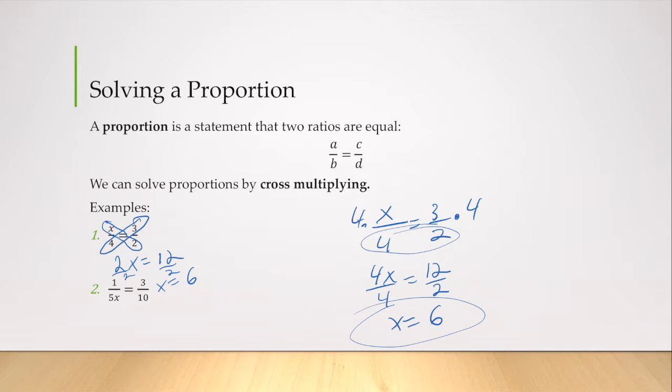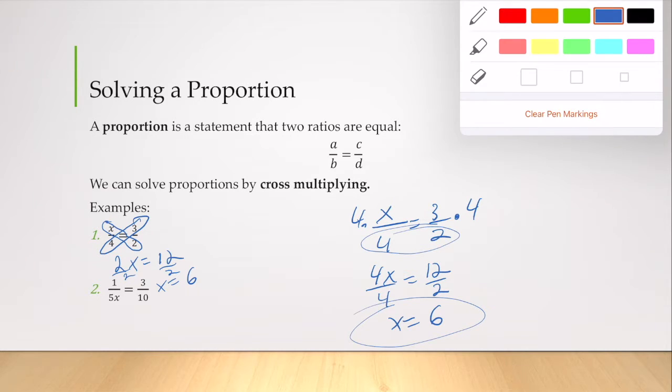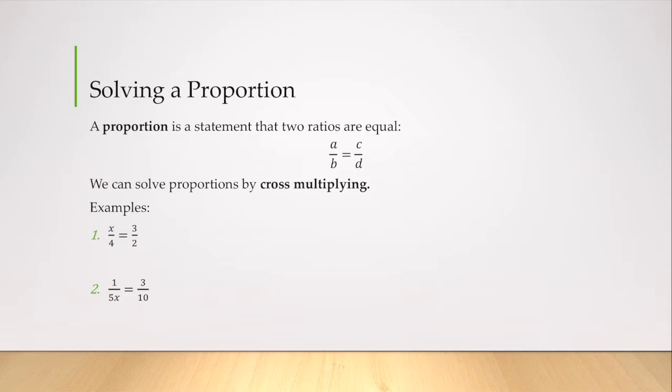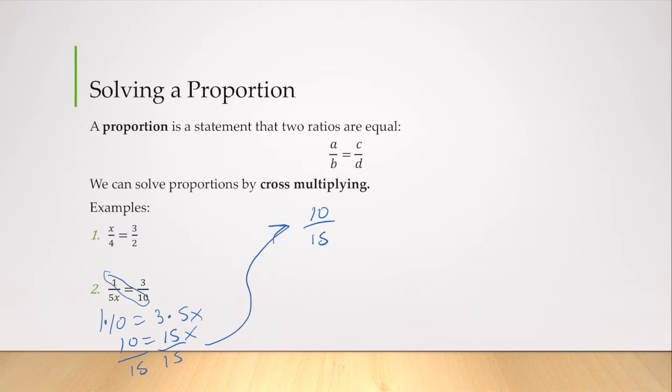Let me clear what we have written in blue, and let's take a look at example 2. If I have 1 over 5x is 3 over 10x, I'm going to cross multiply. I take 1 times 10 equals 3 times 5x. So I get 10 equals 15x. I divide both sides by 15. I get 10/15 equals x, but that's a fraction which I can simplify. So I get 2/3 equals x.